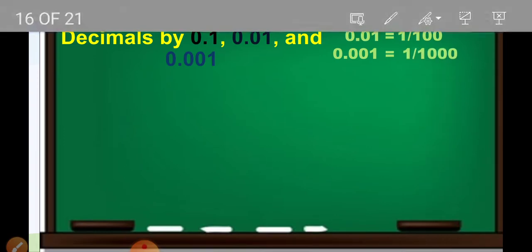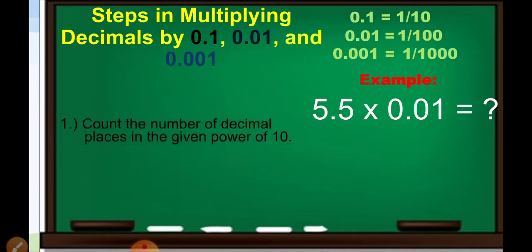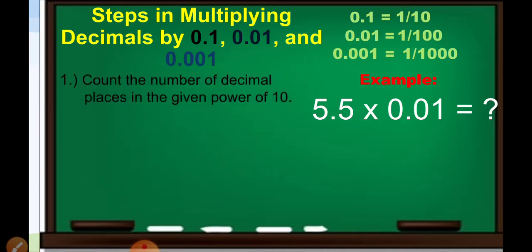Now, example. The given is 5.5 times 0.01. The first step is to count the number of decimal places in the given power of 10. So the given power of 10 is 0.01. So let us count the number of decimal places in 0.01. There are 2 decimal places in 0.01, the tenths and the hundredths. That's why 2 decimal places.